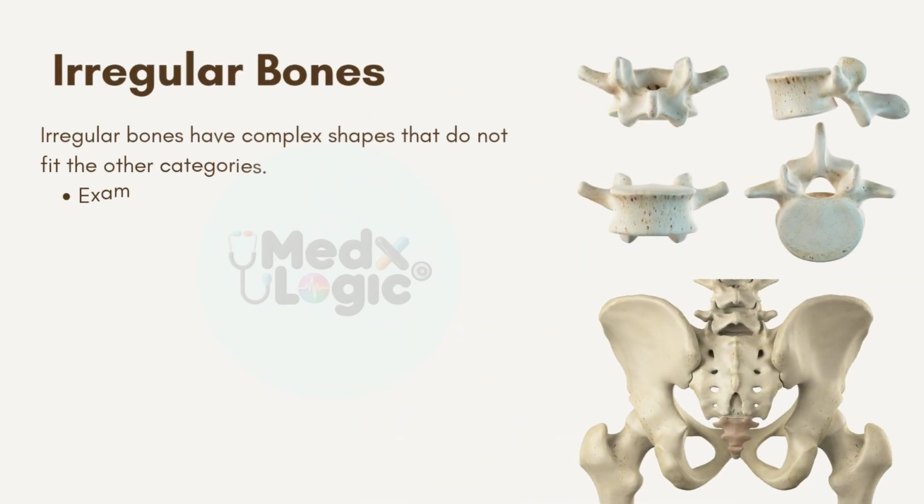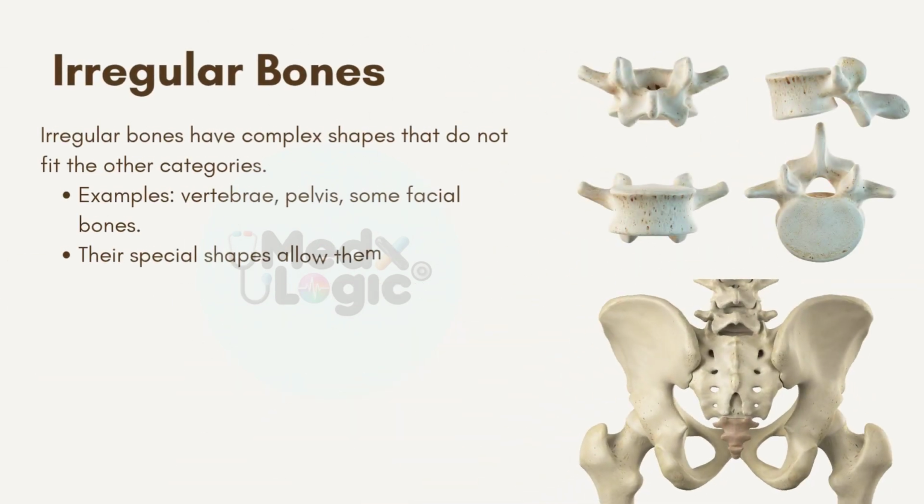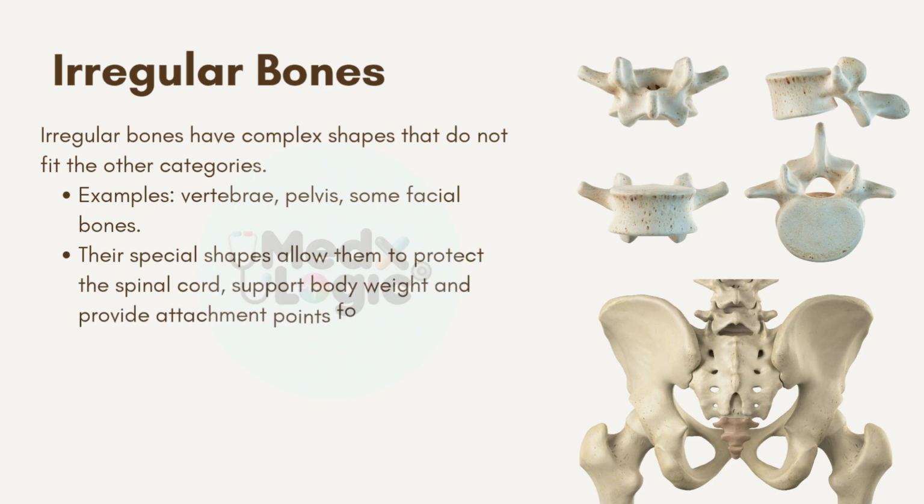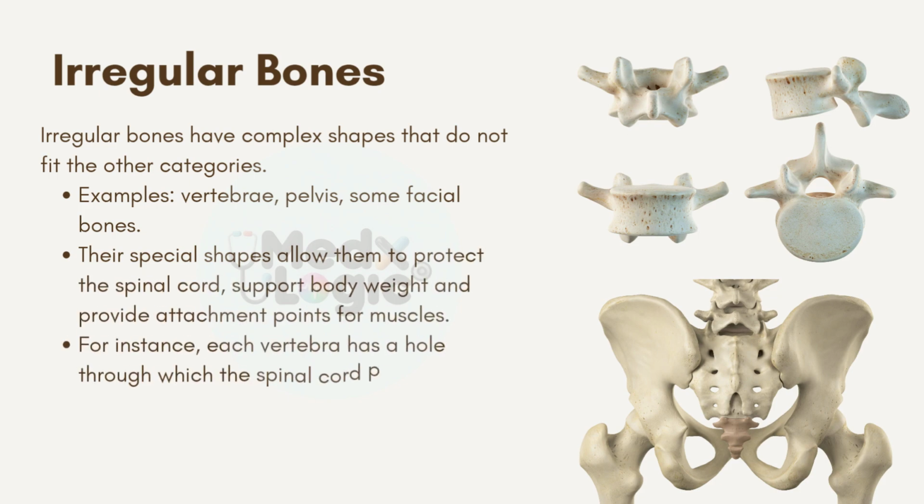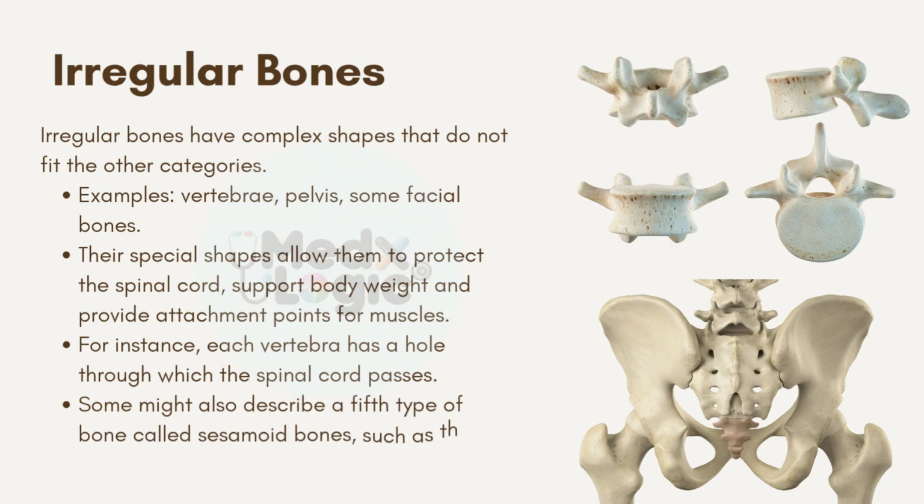Irregular bones have complex shapes that don't fit into the other categories. Examples include vertebrae, pelvis, and some facial bones. Their unique shape helps protect the spinal cord, support body weight, and provide muscle attachment.